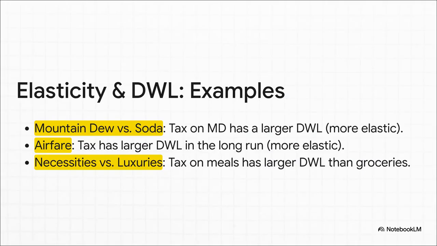Think about it. If the government only taxed Mountain Dew, what would you do? You'd probably just buy Sprite or Coke, right? Demand is super elastic because there are tons of substitutes. That tax would create a massive deadweight loss. But if they tax all soda, well, you have fewer options. Demand is more inelastic and the loss is smaller. Same idea for luxuries versus necessities. It's way easier to give up going to a fancy restaurant than it is to stop buying bread and milk.